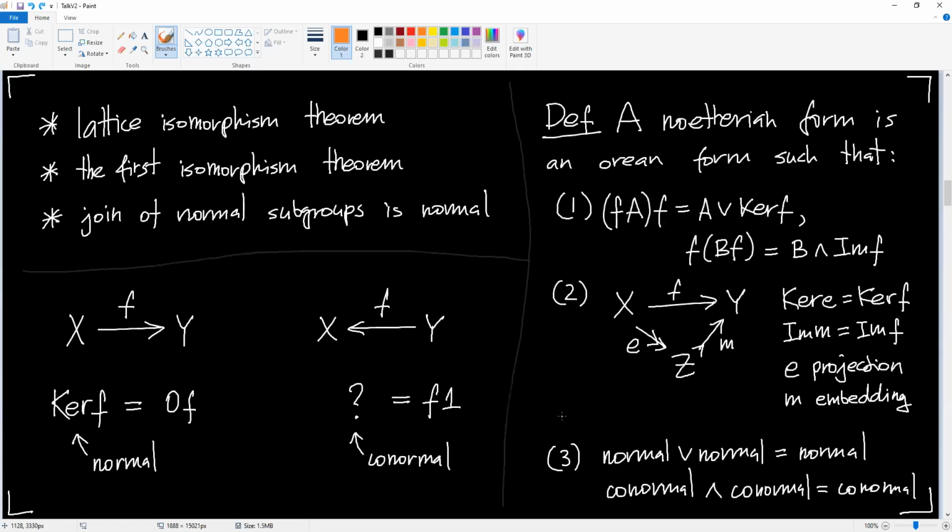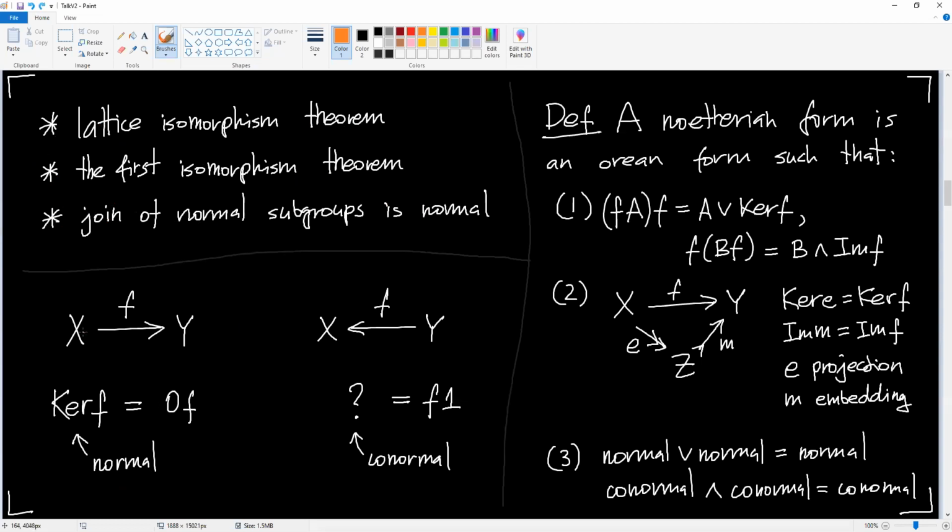Okay, so now how do we get a Noetherian form out of an Orion form? So to do that, we want to equip an Orion form with 3 additional properties that will mimic these 3 properties of the form of subgroups of groups. So first of all, we want to have the lattice isomorphism theorem. And then we want to have the first isomorphism theorem. And then we also want a join of normal subgroups to be normal. In our context, we would carry this over, but also require the duals to be true, which are true in the case of the form of subgroups of groups. But to do that, first we have to define what is a normal subobject in our context.